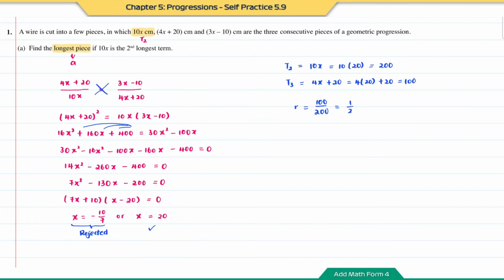Now, to find A, I can use T2. So I know that T2 is equal to 200 using the formula Tn equals ar^(n-1). A, which is the longer piece that we want to find, will be A times (1 over 2) to the power of 2 minus 1. So 2 minus 1 is 1. Therefore, to move this 1 over 2 to the right hand side, A will equal 200 times 2. So the answer for A, the longest piece, is equal to 400 centimeter.